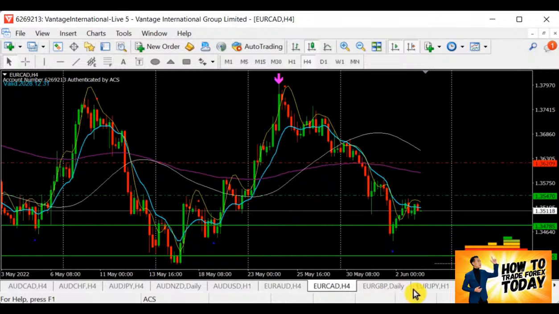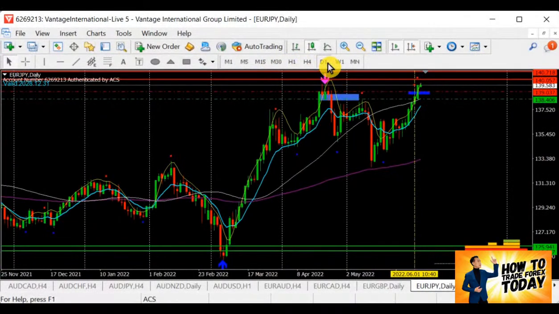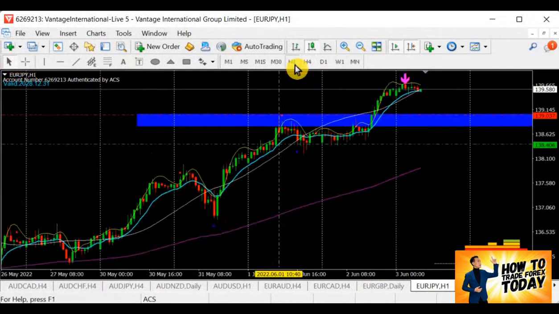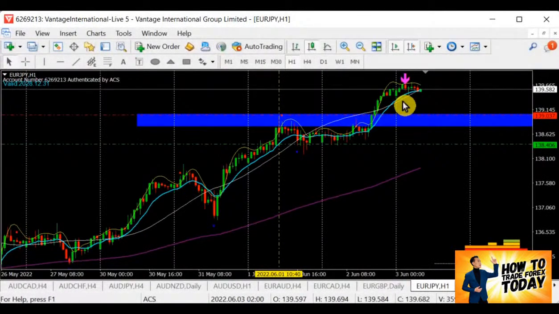Okay, so let's go with Euro Yen. Once again, over here, it is actually moving towards the moon. So we are not going to touch this. We're going to stay away from Euro Yen. Since yesterday, it has breached through the resistance and it doesn't come back. So never mind, we'll just stay away.